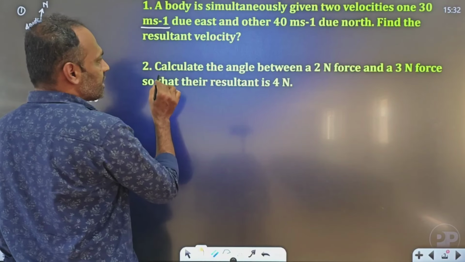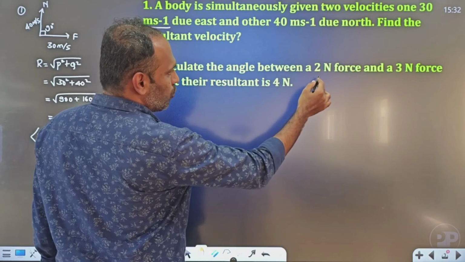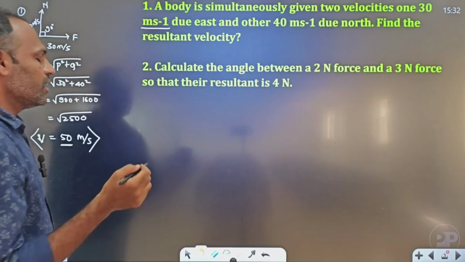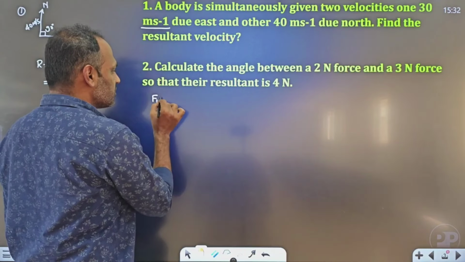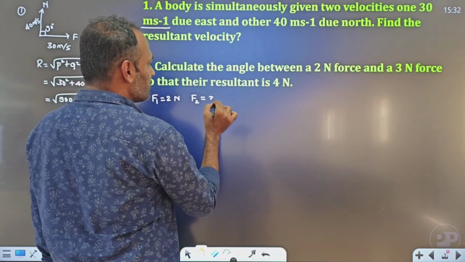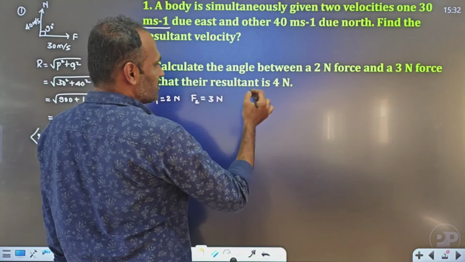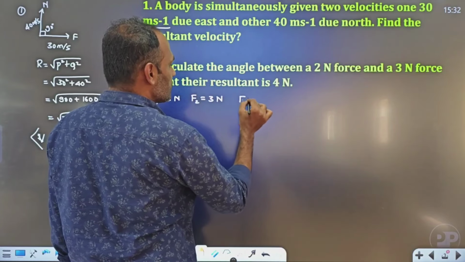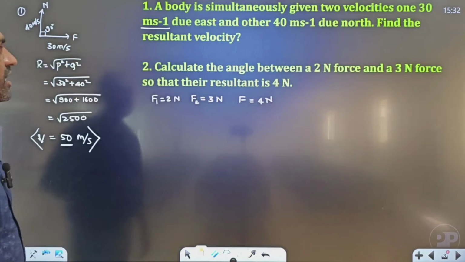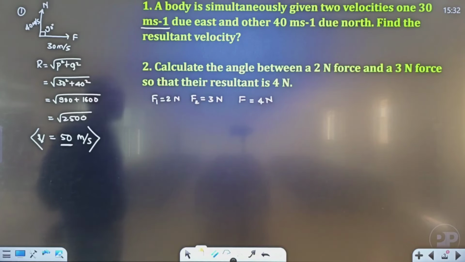Second question, look. Calculate the angle between a 2 Newton force and a 3 Newton force so that their resultant is 4 Newton. Here you are given two forces. First one is 2 Newton, second one is 3 Newton, and the resultant force F is equal to 4 Newton. This much is given. They ask us to calculate the angle between them.